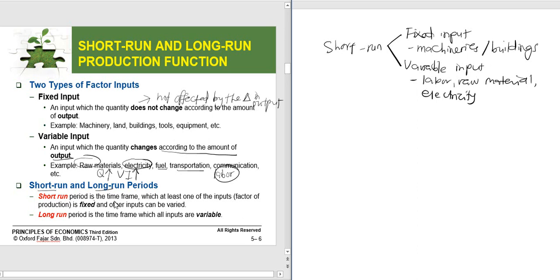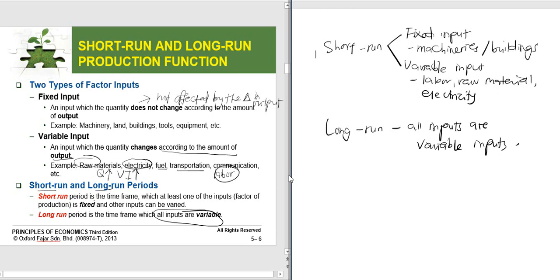Okay, what is the difference between short run and long run production? Long run is a longer time frame in which all inputs are variable. Okay, so in the long run, all inputs are variable inputs.